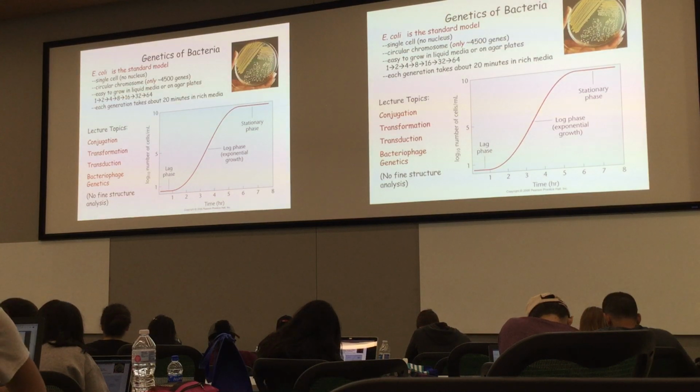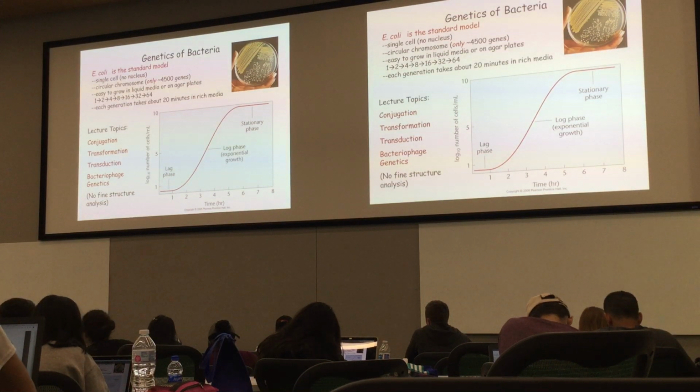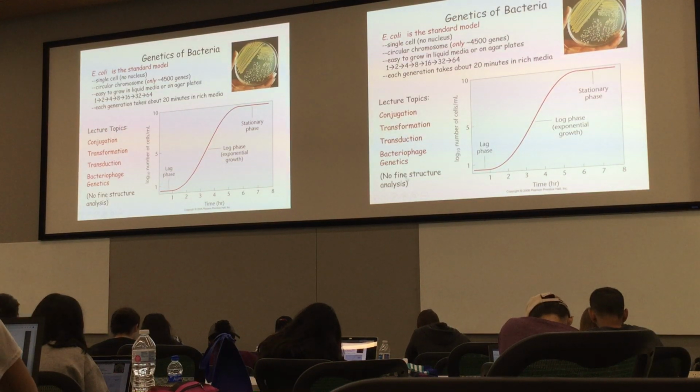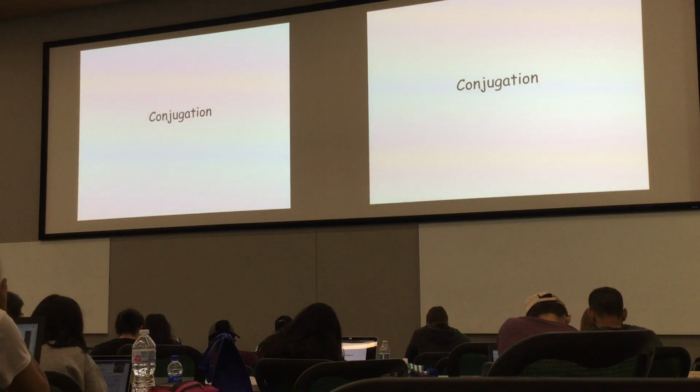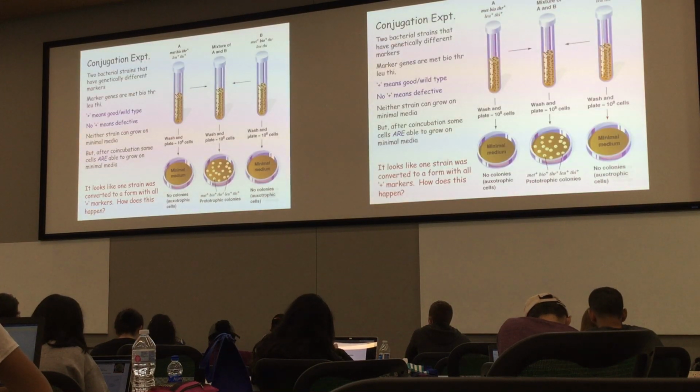And it's neat stuff, but nobody really kind of does that anymore. We do sequencing, we kind of know the structure of genes and so forth. So I'm going to limit our discussion to these topics here and not go into fine structure analysis. Okay, so the first one, probably the one we'll cover today, is conjugation. So here's the experiment that kind of led to the discovery of this system.